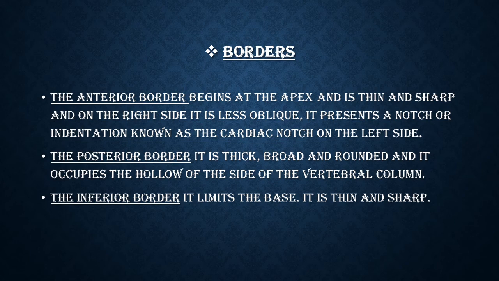The posterior border is thick, broad and rounded and occupies the hollow at the side of the vertebral column. Next is the inferior border. It limits the base and it is thin and sharp.